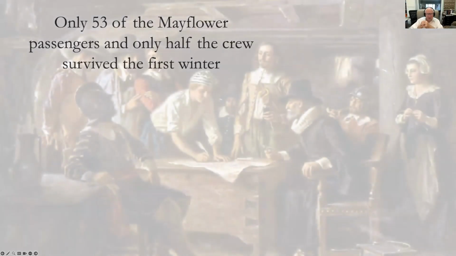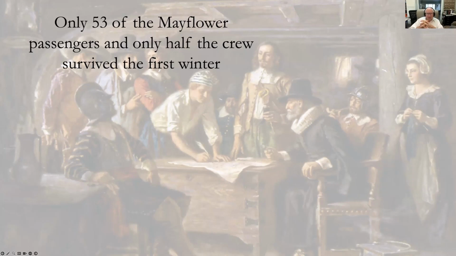Okay, let's kind of move along. Understanding this is very, very important, because this part is the beginning. And the beginning is that only 53 or so of the Mayflower passengers and only half the crew survived the first winter. Now, the question comes back, well, what about the others? Well, they all died. Did they have any children? No children. Okay, so they were dead. And the only half the crew, well, what happened to the crew? The crew got back on the Mayflower and went back to England.